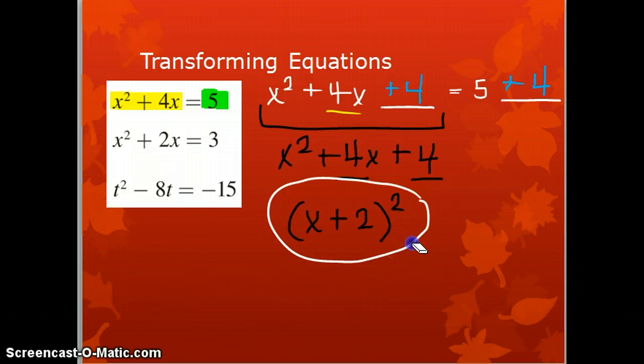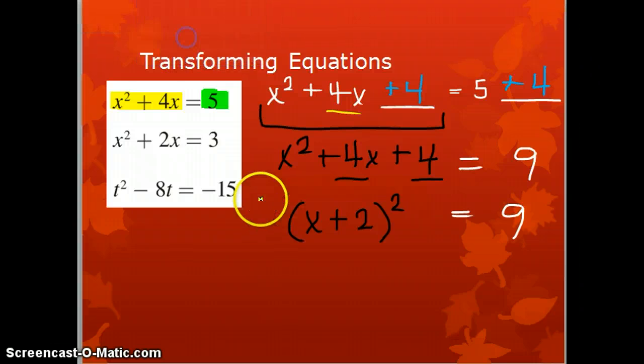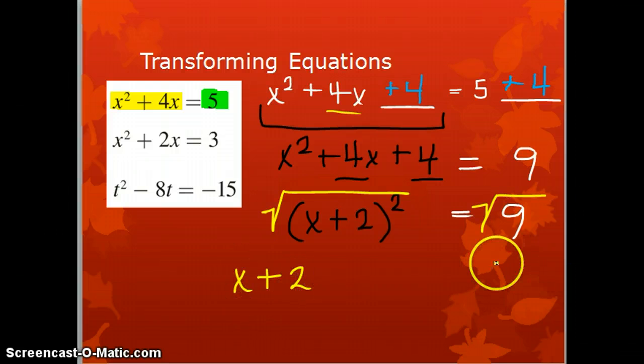So I've dealt with the left side. Now I need to look at the right side. So I have 5 plus 4, and I get 9. And if you're looking at this, the left side is a perfect square, the right side is a perfect square. Now it's easy for us to solve. So I take the square root of the left side, take the square root of the right side. I get x plus 2 on the left, and I get positive or negative 3 on the right.